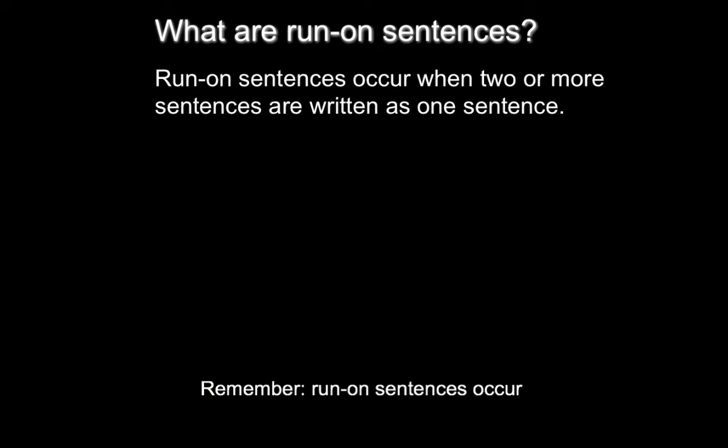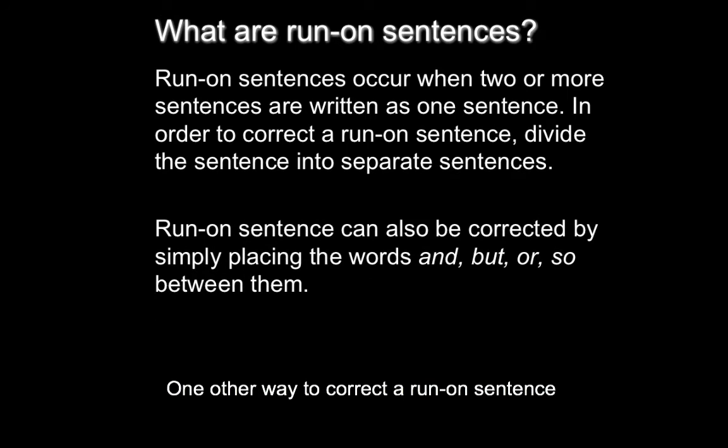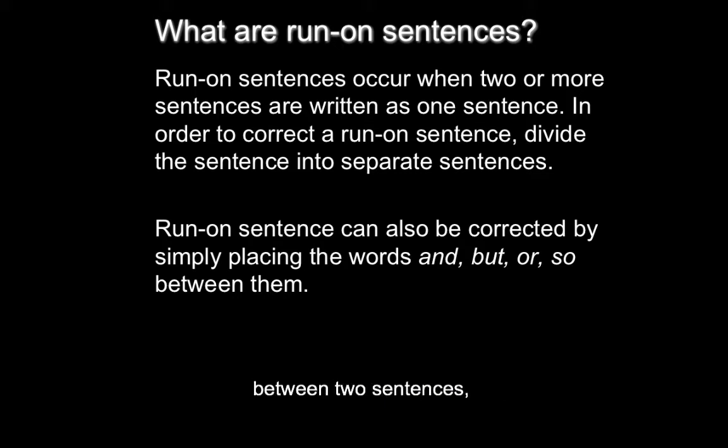We'll start with a very quick review of that first video. Here's the definition we looked at. Remember, run-on sentences occur when 2 or more sentences are written as one sentence. In order to correct a run-on sentence, we often divide it into separate sentences. One other way to correct a run-on sentence is to link sentences by placing the words and, but, or, and so between 2 sentences, and that's what we're talking about in this video.